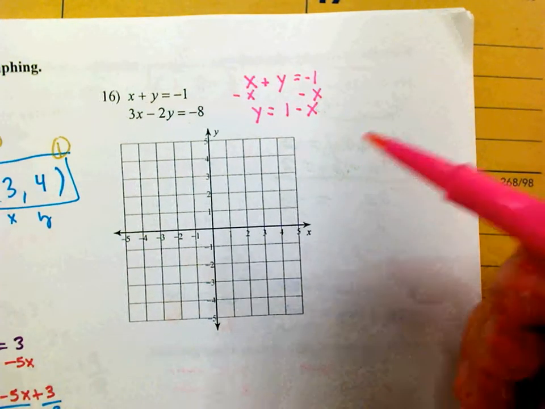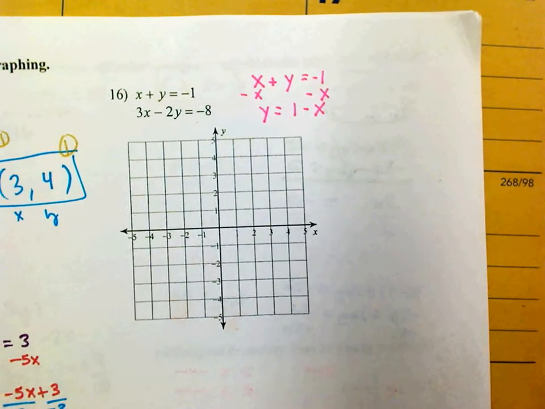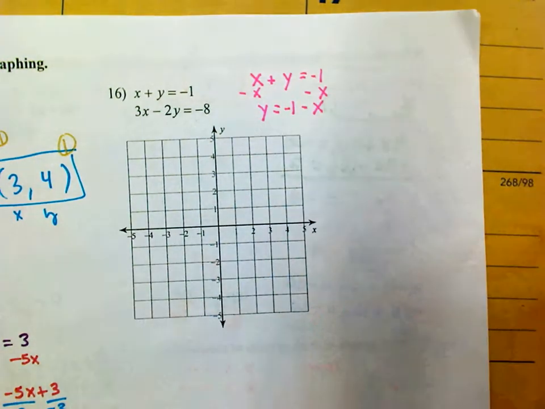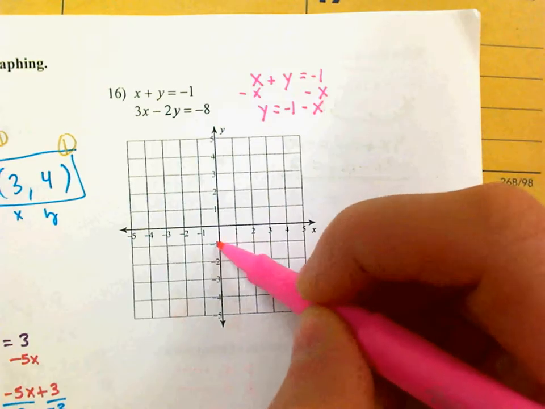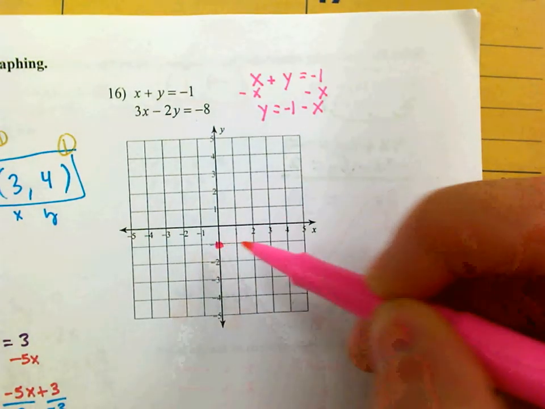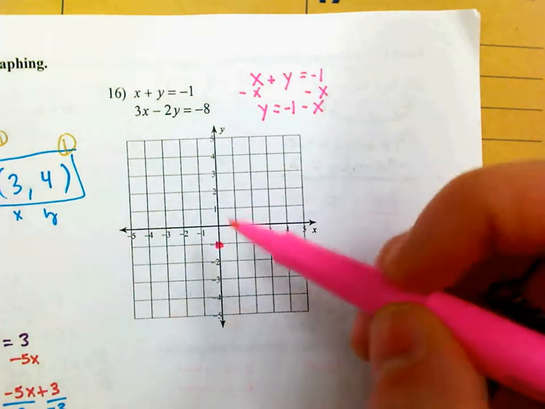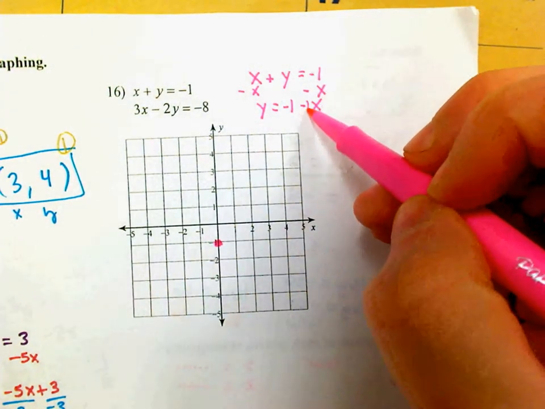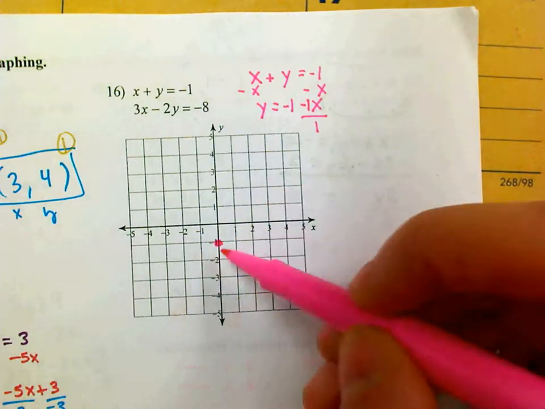Wait a second. Are we missing anything? Negative 1. Yeah. And then you go to negative 1, and then you'd go down 1 over 1. Oh, so there's like a 1 right here. So it'd be negative 1 over 1.